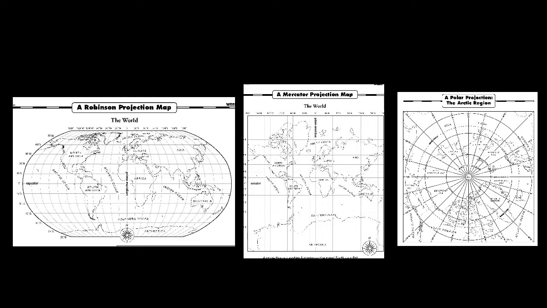This week's map, we're going to be looking at what's called a polar projection, particularly, in this case, the Arctic region. Before we get too far, we do want to review quickly the other projection maps that we've looked at. If you recall, a projection map is simply a way of putting a round globe onto a flat surface.